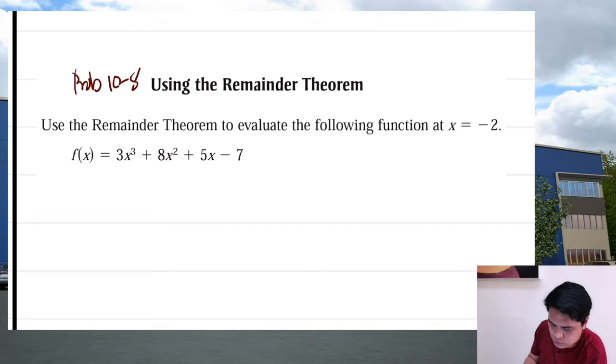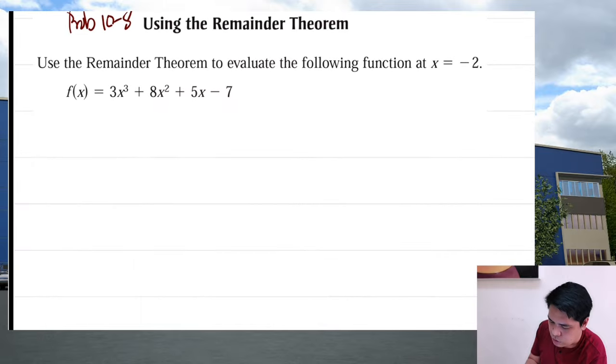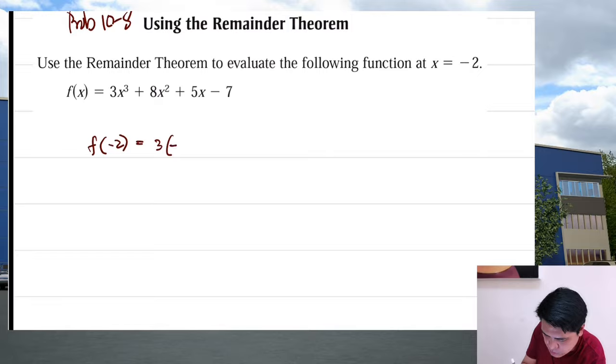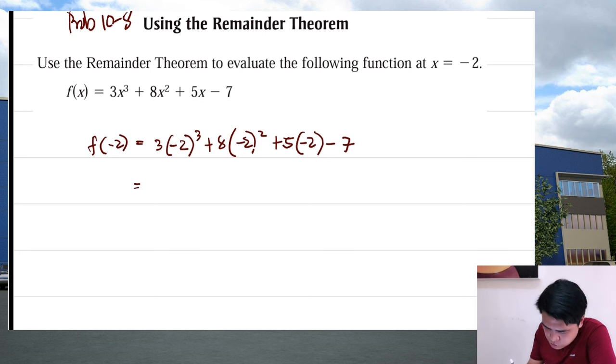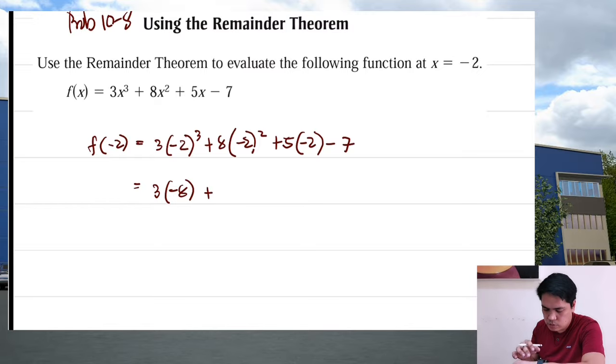Anyway, so tingnan natin ano yung remainder. So we have f of x, diretso na lang. Yung x natin substitute by negative 2, so that would become 3 times negative 2 cubed plus 8 times negative 2 squared plus 5 times negative 2 minus 7. So, what would be the answer? That would be 3 times negative 8 plus 8 times 4, that's 20, sorry, that's 32.